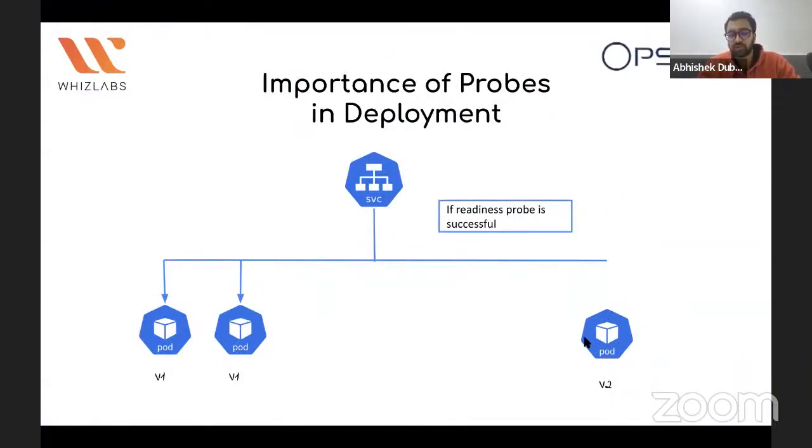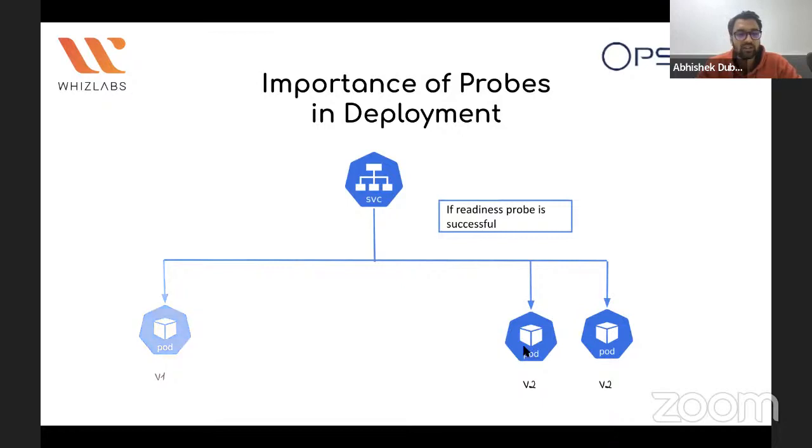Once the v2 readiness probe is passed, this will be the state. The service endpoint will connect to v2 and it will remove the traffic from v1. Then again, this will happen for the second v2 pod. If the readiness probe is passed for the second v2 pod as well, it will remove the traffic from the old v1 version of the application.